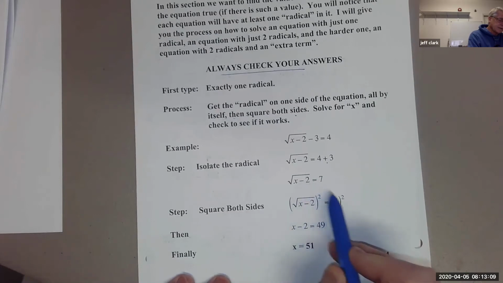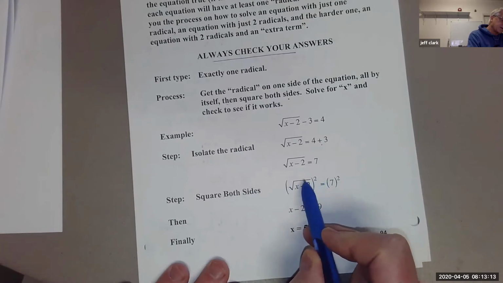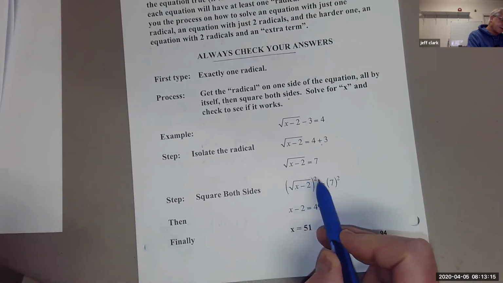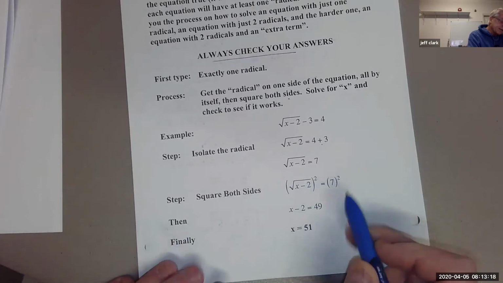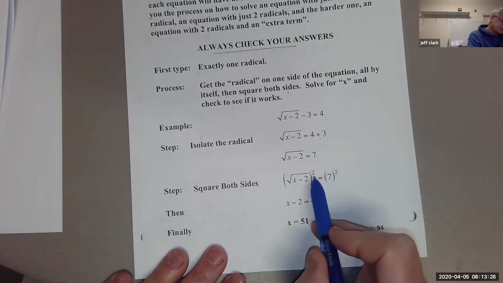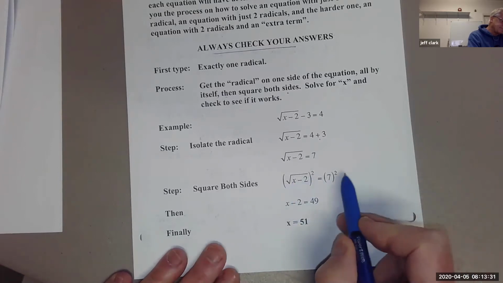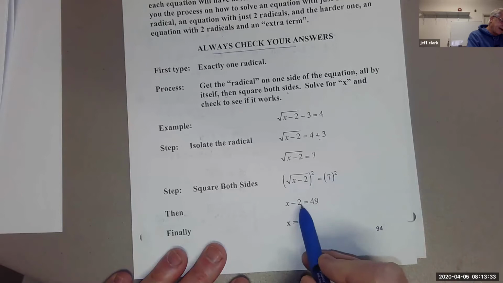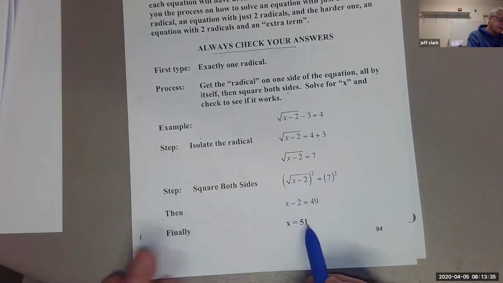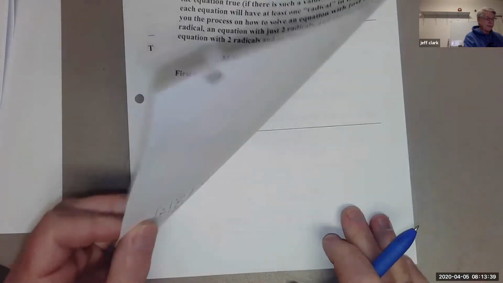Square, square. The nice thing is when you square a square root, they're reverse operations, so they eliminate each other. More about that next semester in a different class. When you square a square root, all you're left with is the radicand every time. 49. Add 2, x equals 51. Maybe it's the right answer. Hopefully I've checked my answer over here.